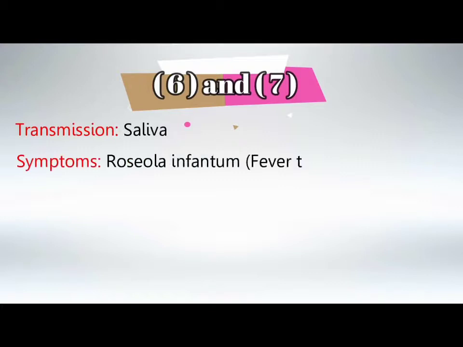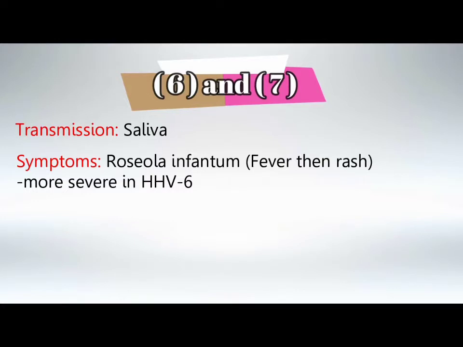Herpes number 6 and number 7 don't have any specific name, and they transmit via saliva. Their symptoms, they cause something we call roseola infantum, which is basically a high fever, and then the fever would resolve and the patient would have a rash afterwards. So if you have a history of fever, then the fever went away and then the patient presented with a rash, think of herpes number 6 and number 7.